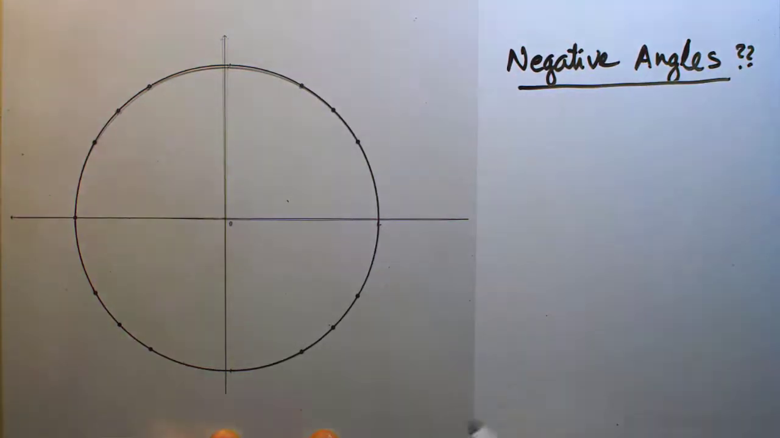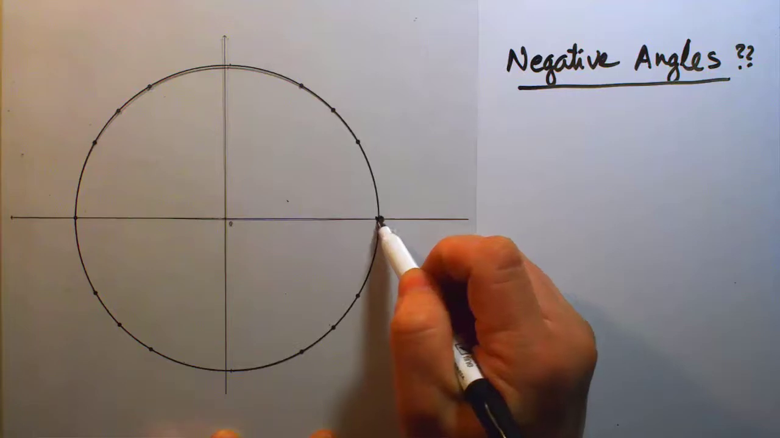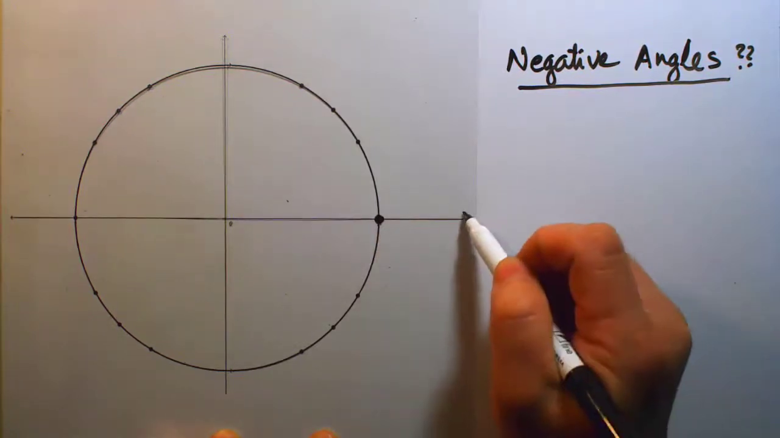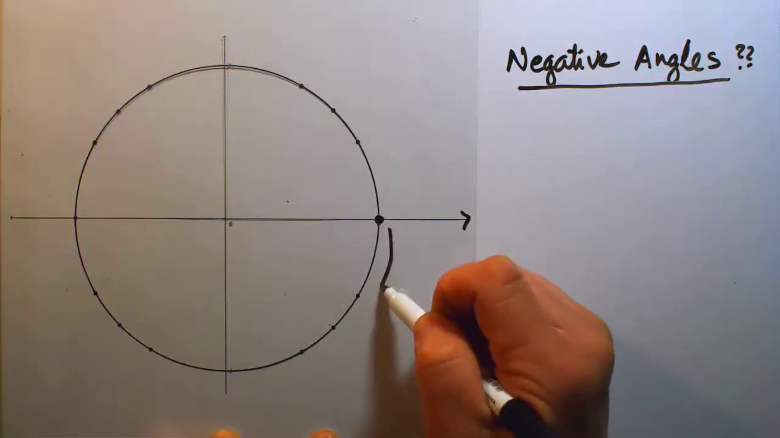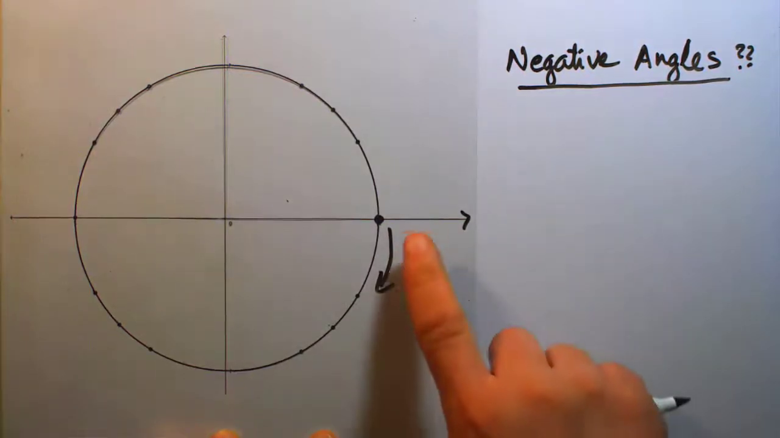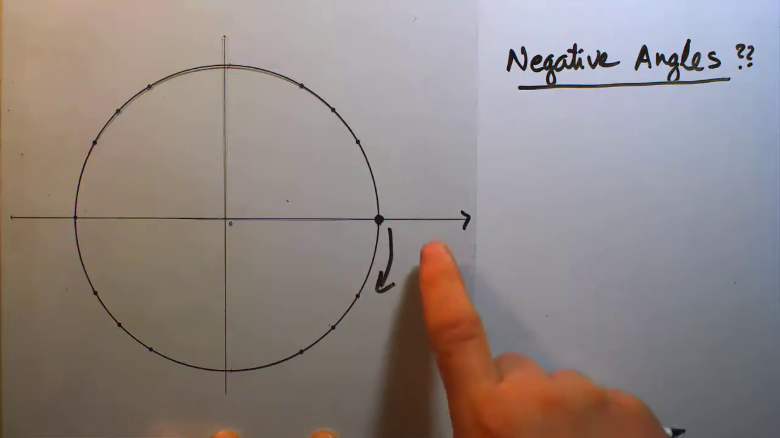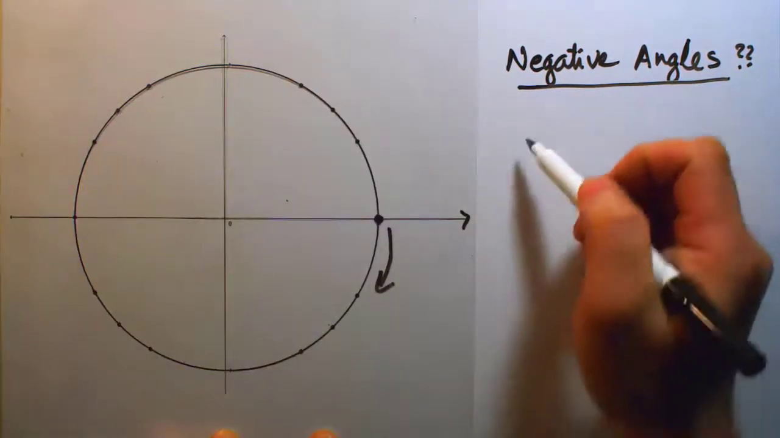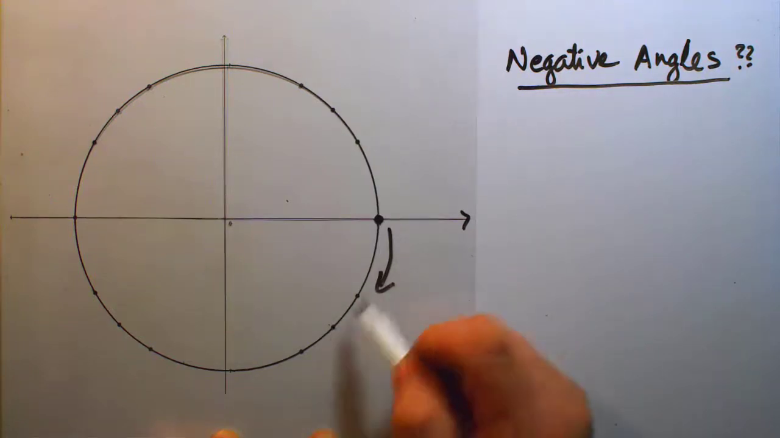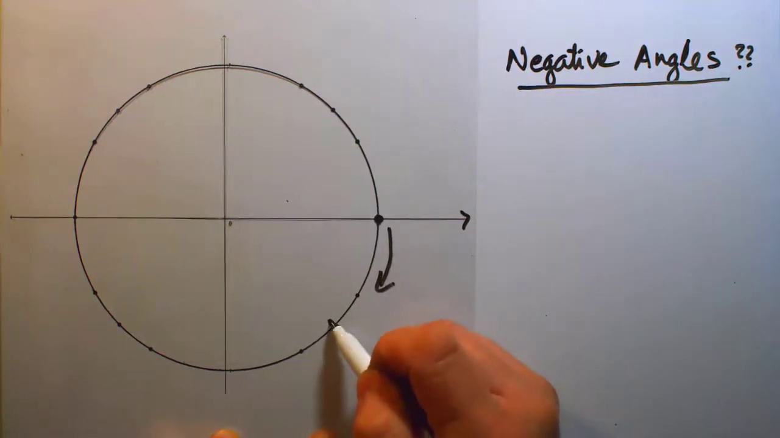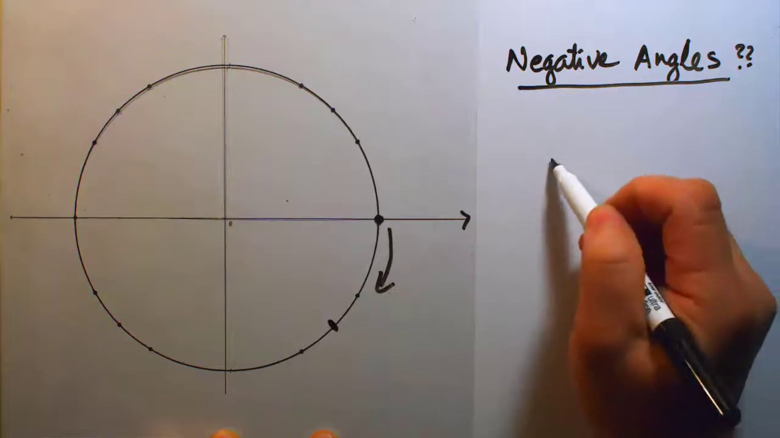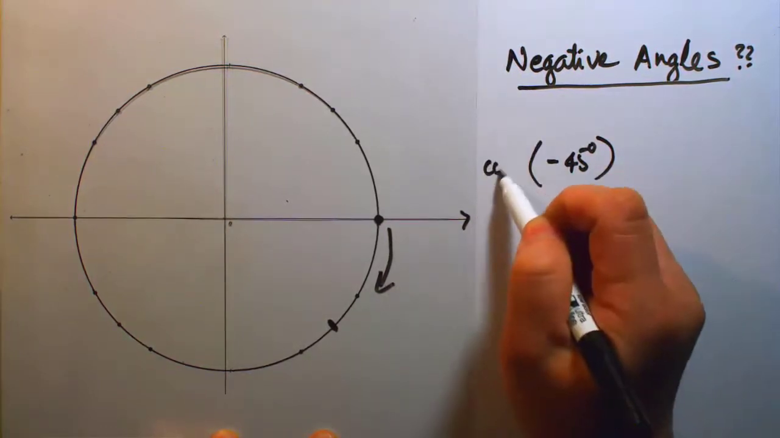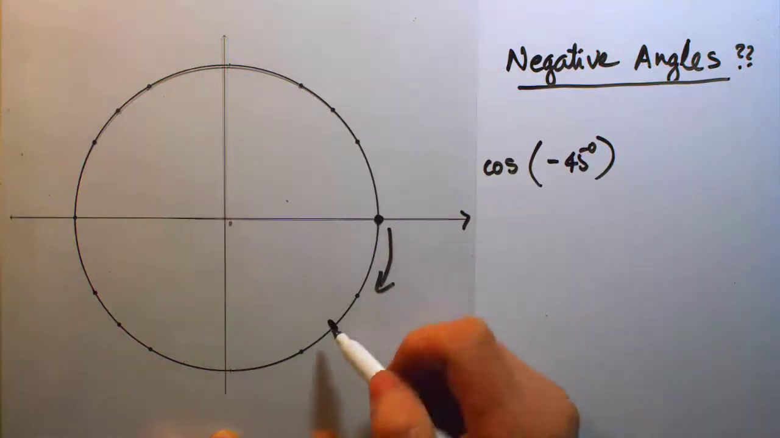All right. Once you know where your starting point is right here, think about your angle. Your terminal point is traveling in a way that makes a negative rotation, and here let's say it has rotated for the angle of negative 45 degrees. Then the cosine of negative 45 degrees.